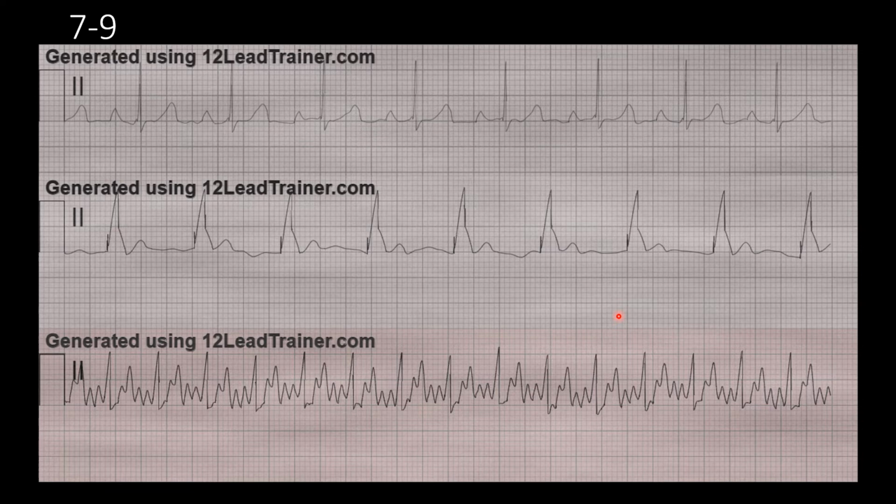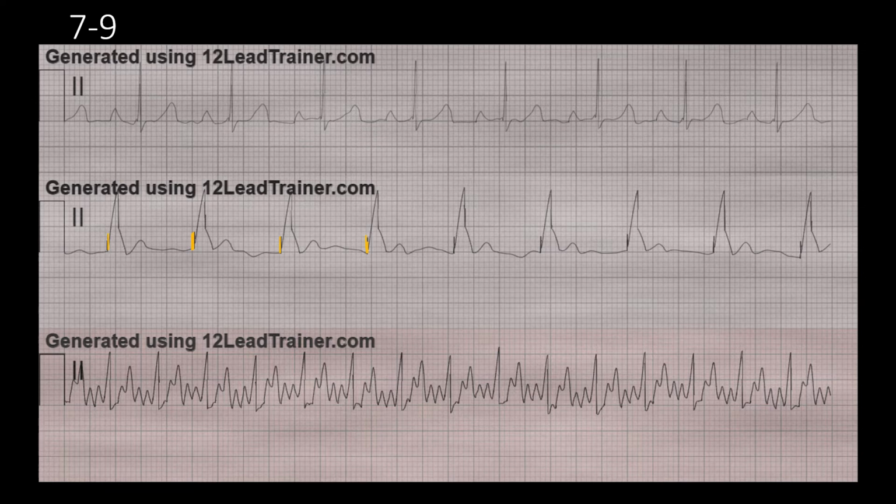Our QRS is wide. And then the biggest factor in this one, in deciding what it is, is these little extremely vertical dark lines right here that we see that don't look like any wave that we know of. Those are pacer marks. So therefore this isn't any type of rhythm. We wouldn't name it anything. We just call it a paced rhythm.